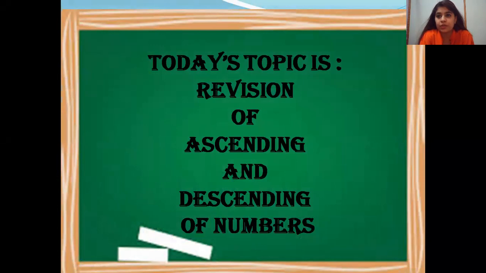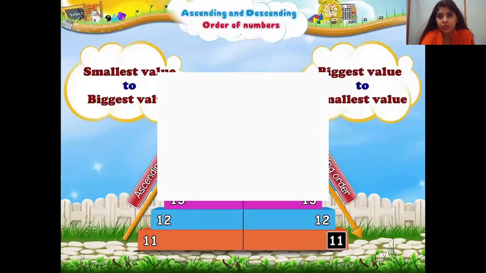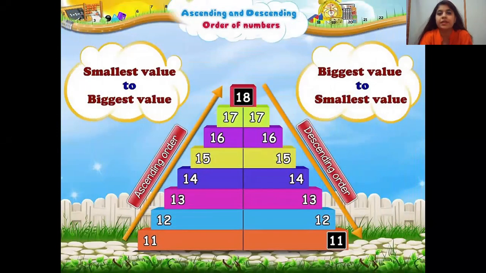Today, we'll revise ascending and descending of numbers. I hope you all remember what ascending and descending of numbers are. Ascending order means going from a smaller number to a bigger number, like when we climb the stairs, we go from smaller numbers, that is 1, 2, 3, 4, 5, and we go on. That is ascending order. And descending means going from a bigger number to a smaller number, like when we come down from the stairs, like 10, 9, 8, 7, 6, we do backward counting. So this is descending of numbers.